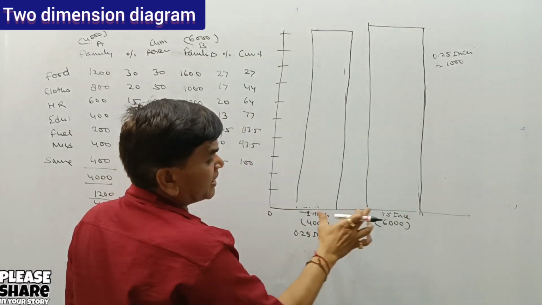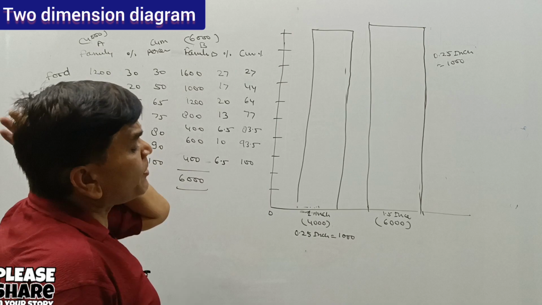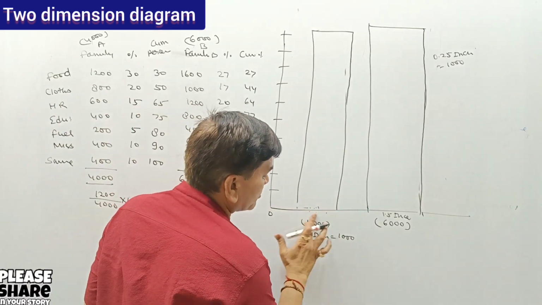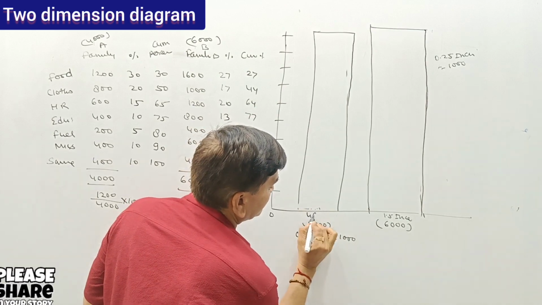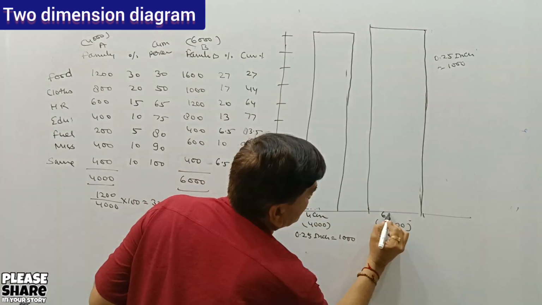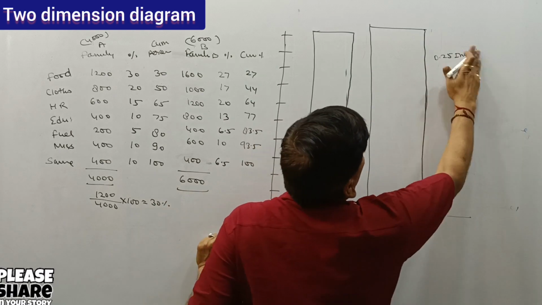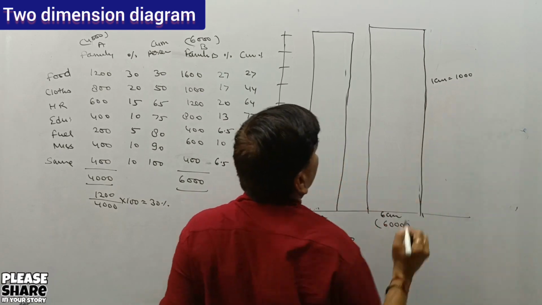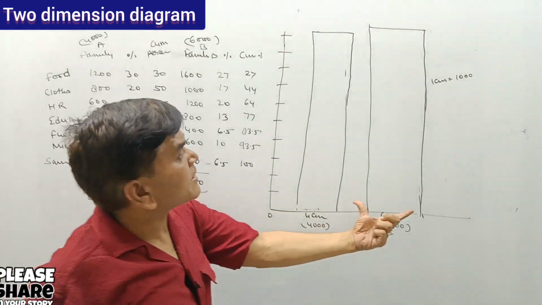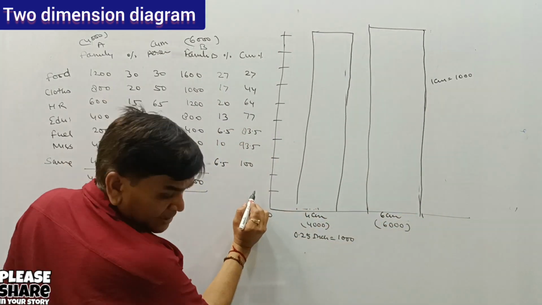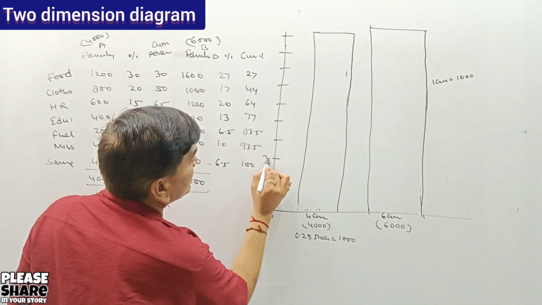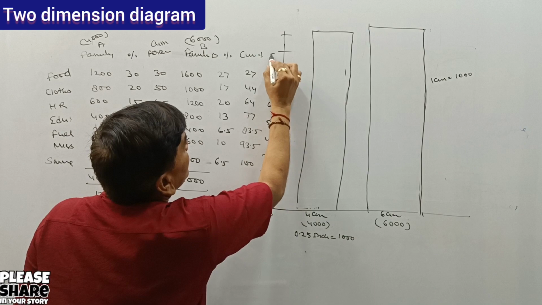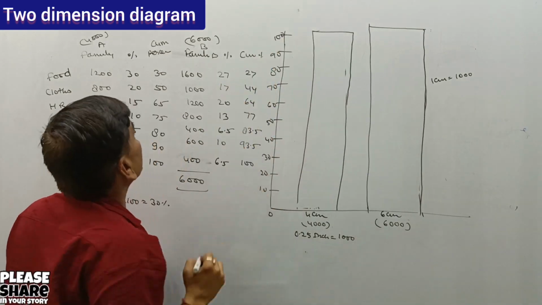So this is 1 inch and this is 1.5 inch, or we may be having 4 centimeter and 6 centimeter. That may be also. It means 1 centimeter is equal to 1000. So here 4 centimeter, here 6 centimeter. Now this is 10, 20, 30, 40, 50, 60, 70, 80, 90, 100.